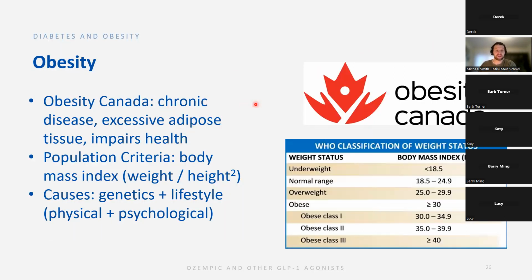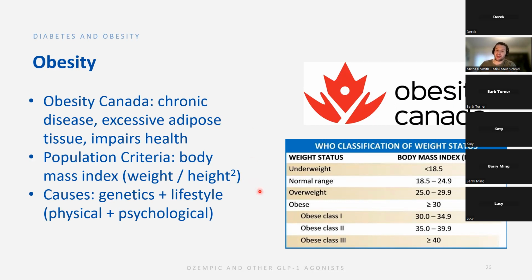So, like diabetes, obesity is a chronic disease characterized by excessive adipose tissue in your body that causes an impairment to health. And that's a really important point. In BC, our population prevalence of obesity is a bit lower at about 23%. And so it's about 1 in 5.